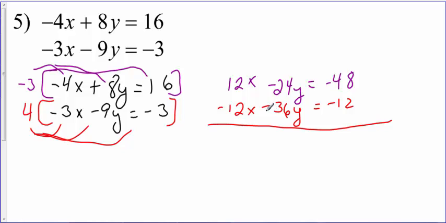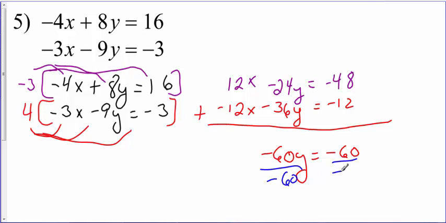Now, what you should see here is that we have a +12x and a -12x. These, when added together, will eliminate and will give us -60y equals -60. And of course, you should be able to see what's going to happen next. We'll divide both sides by -60. So y equals, a negative gives me a positive, and 60 over 60 is just 1. So we found that y is equal to 1.